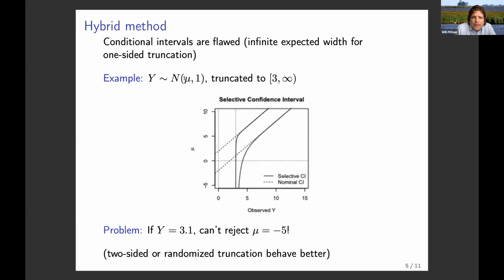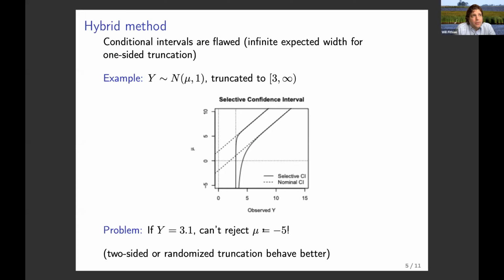Here, if we have normal mu1 truncated to just be bigger than 3, then if we observe a y that's significantly bigger than the boundary, we just get back the nominal intervals. That's a really nice thing about the conditional approach. But as we get close to the boundary, if you think about it, if you observe 3.1, can we reject that mu is -5?